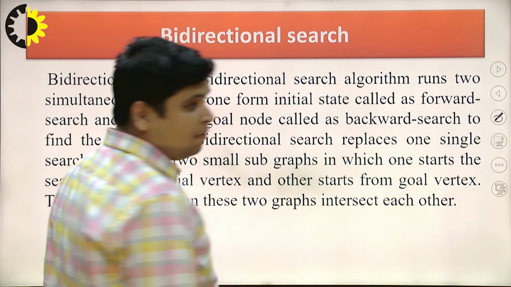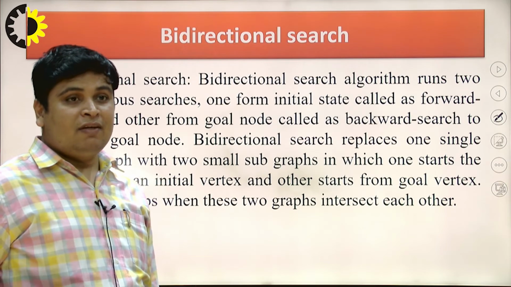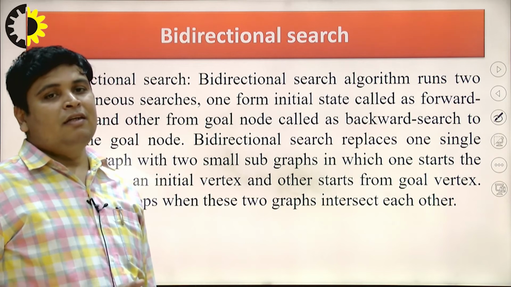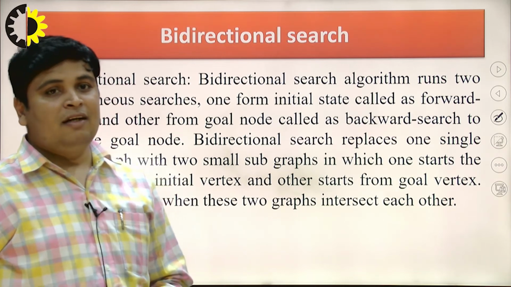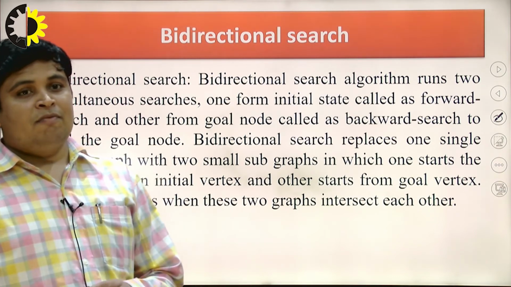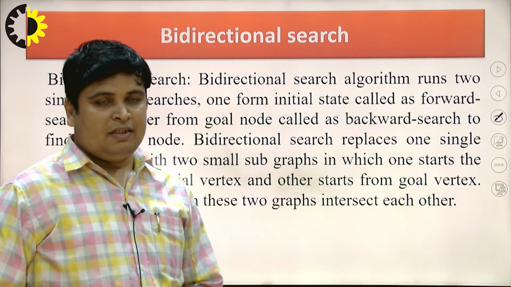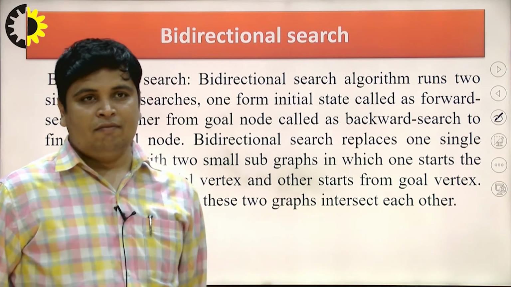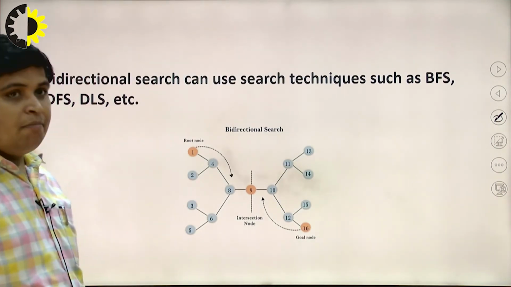To find the particular goal node, bidirectional search replaces one single search graph with two small subgraphs, in which one starts the search from the initial vertex and the other starts from the goal vertex. The search stops when these two graphs intersect each other. So basically the bidirectional search algorithm runs at two ends, one from the initial end and the second in the backward direction.